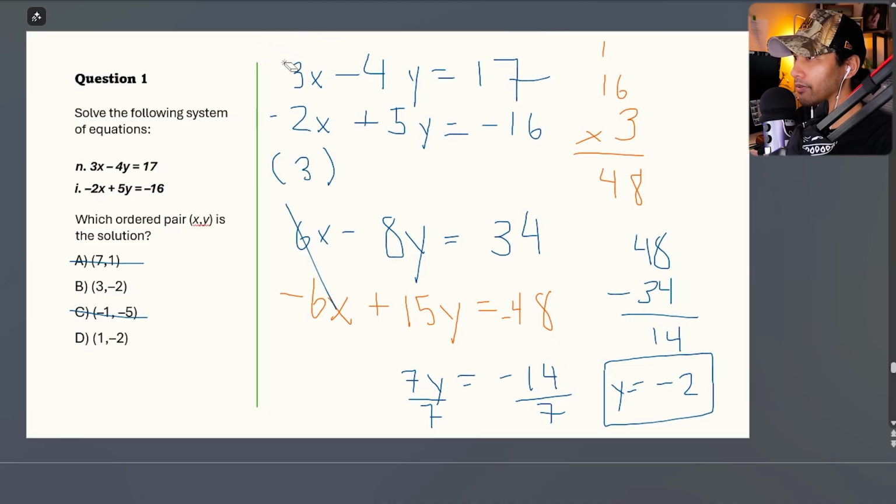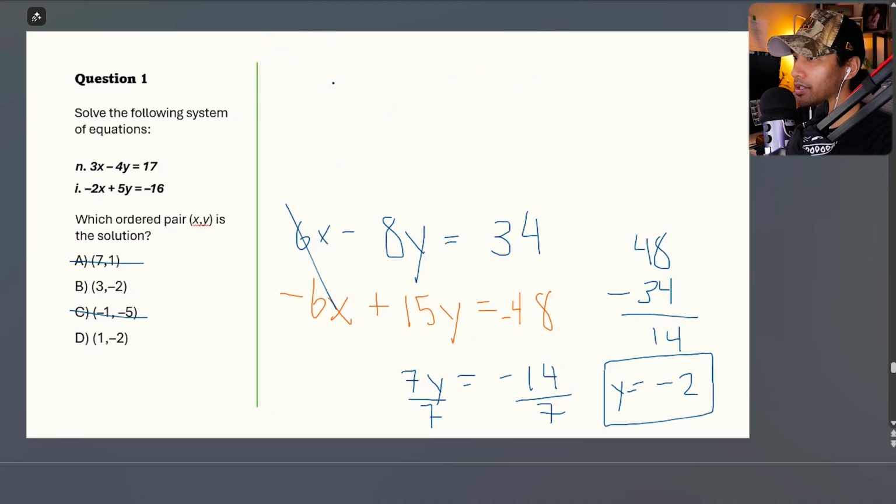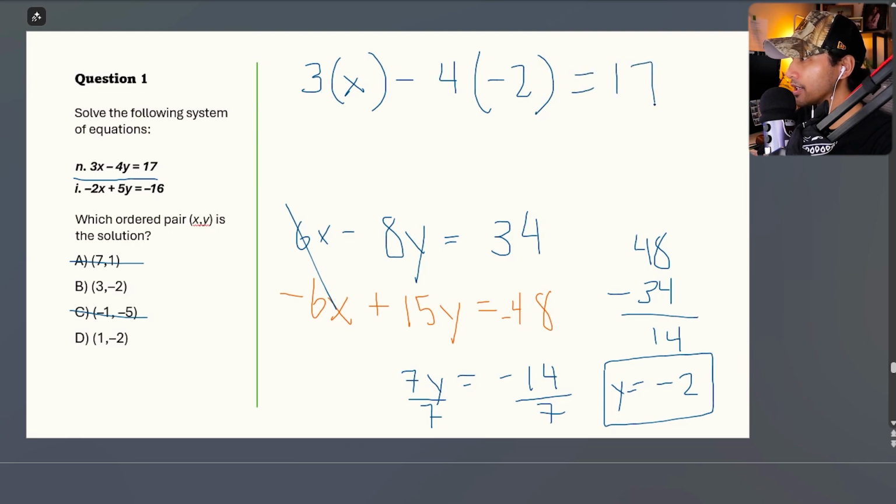So I'm going to erase everything over here. Let's just use the top one. Let's just use n, and then we go 3x plus 8, with y as negative 2. I didn't have to put parentheses around that, but I did it anyway. I just have a habit of doing that. Then 3x plus 8 equals 17. And then we minus 8.